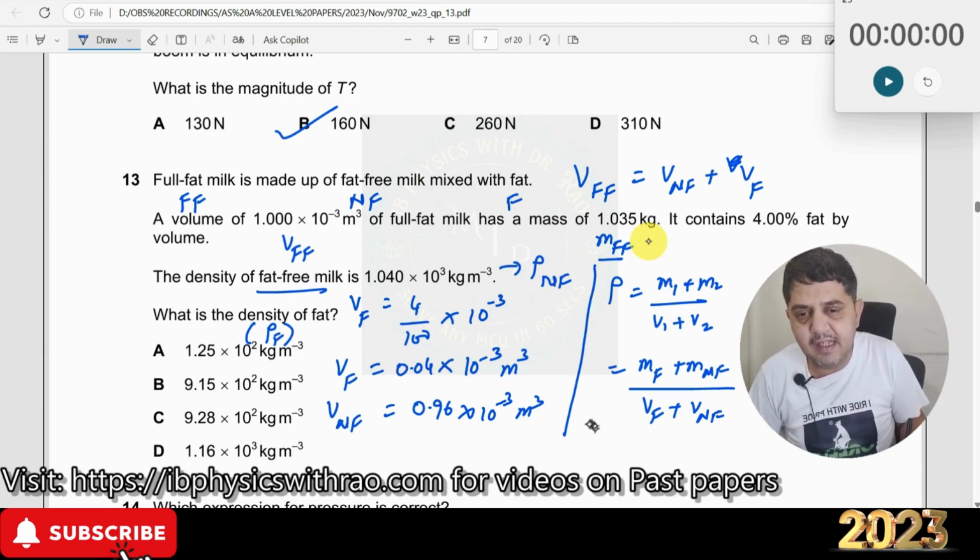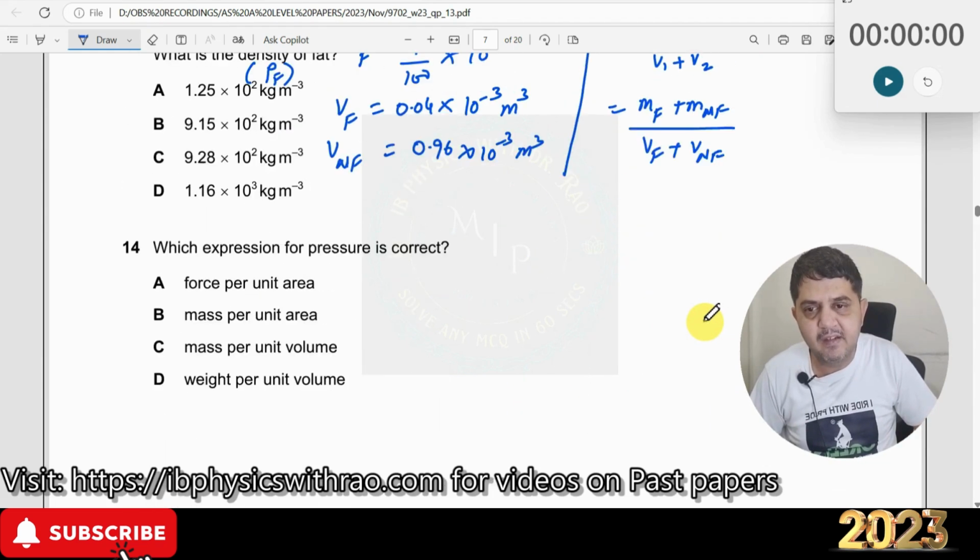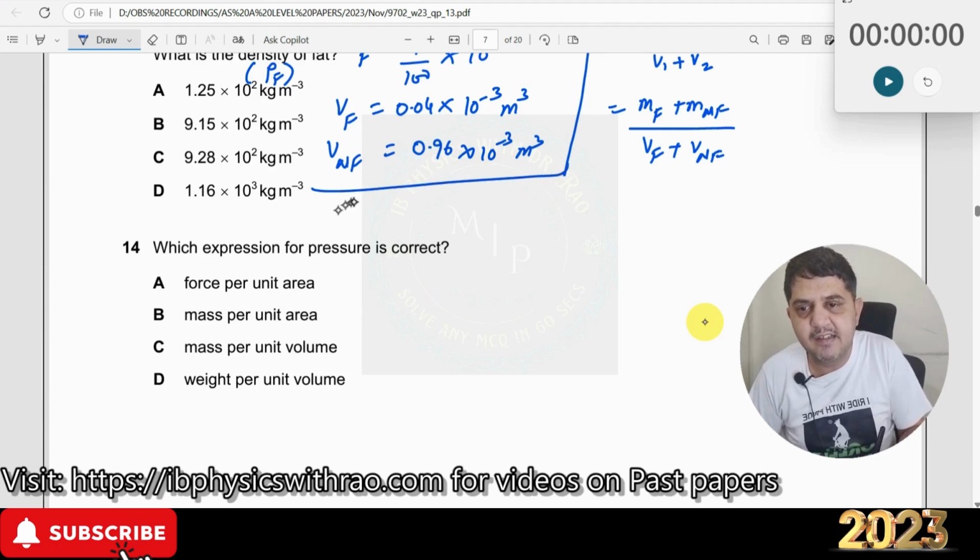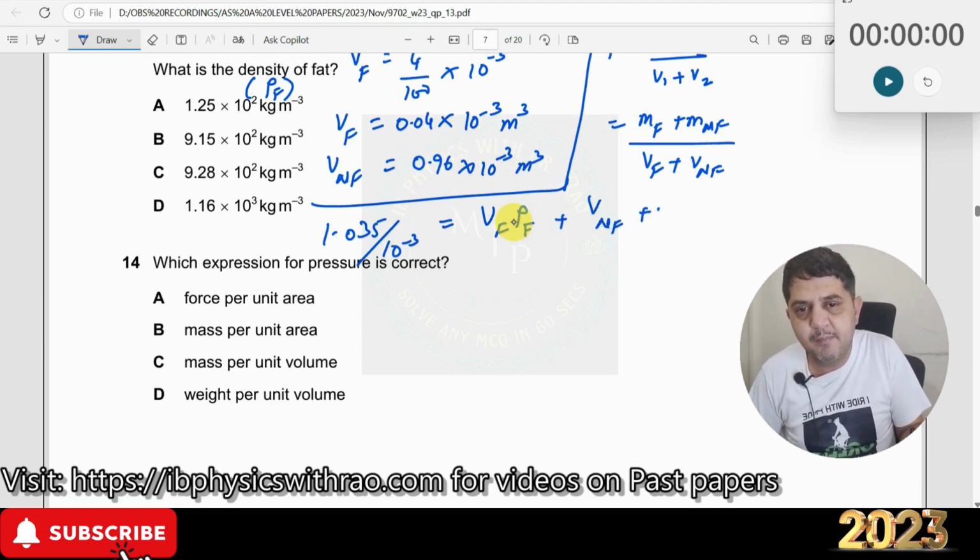So I will write it like this over here: 1.035 is the mass, divided by 10 to the power of minus 3. Do we know the masses of the fat and the non-fat? No, we do not. What I can do is write mass equal to volume into density. So volume of fat into density of fat plus volume of no fat into density of no fat, divided by the total volume. What's the total volume? 10 to the power of minus 3.